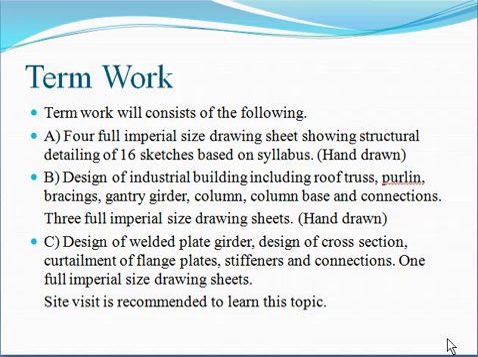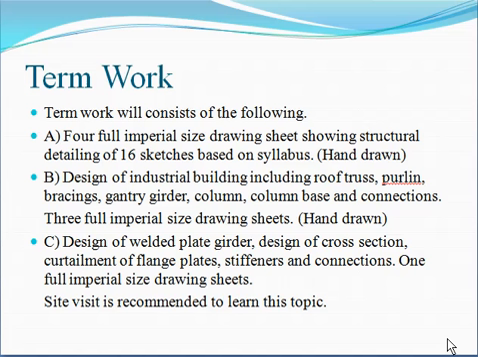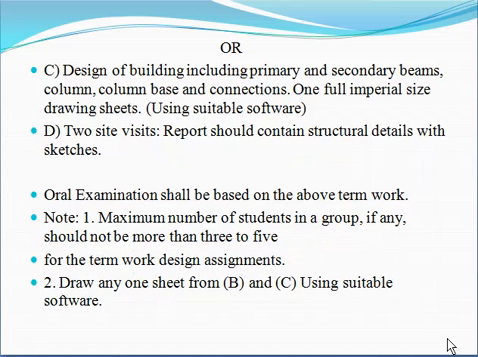Next is OR. Means that C part has some OR, that is design of a building including primary and secondary beams, column beams and connection. One full imperial size drawing sheet using suitable software. Means either you have to design the welded plate girder or you have to design the industrial building having primary and secondary beams. Okay, and the last part is D part, two site visits.